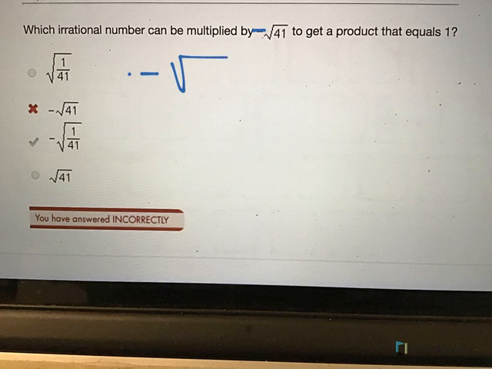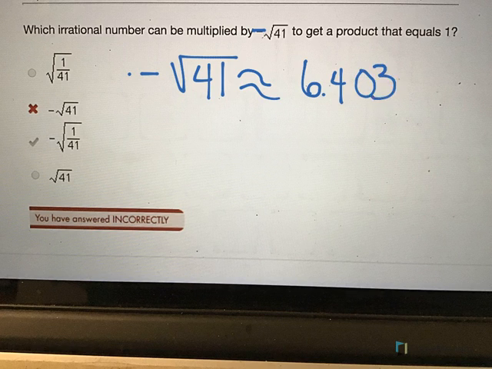Square root of 41 is approximately 6.40312, and so on. It goes on forever. And then I'm multiplying by negative 1, so that gives me that. So which irrational number can be multiplied by the square root of 41 times negative 1 to get a product that equals 1? Why is this the answer?